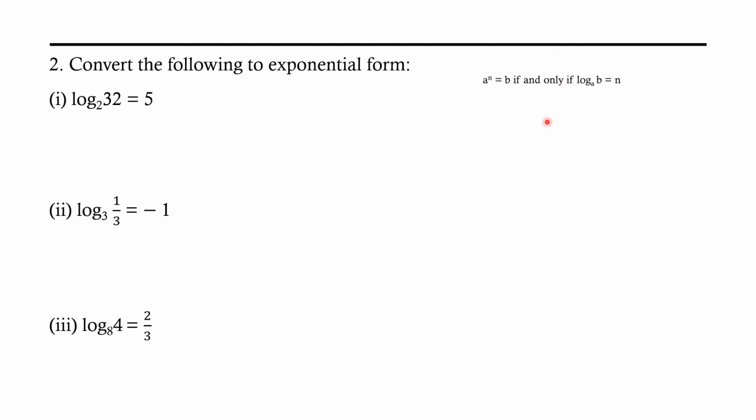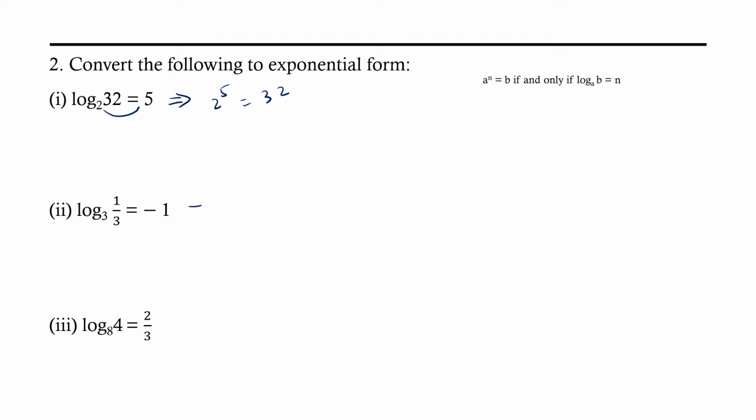So here all these are given in the form log b to the base a equal to n. We have to write it in the form a raised to n is equal to b. So the first one, log 32 to the base 2 equal to 5. So this we can write it in the exponential form as 2 raised to 5 is equal to 32.